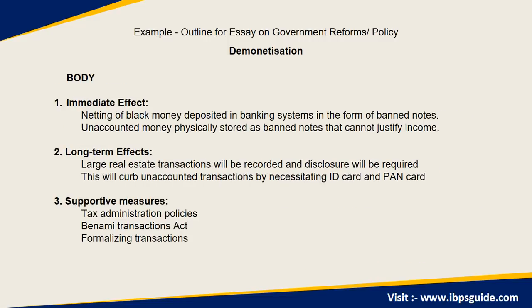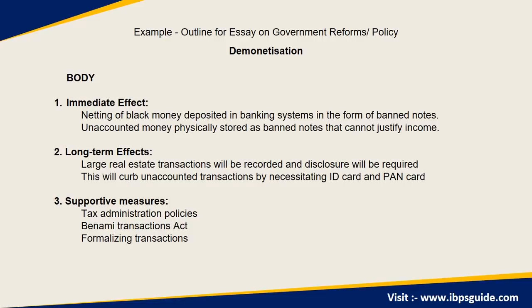Next comes the body of the essay. So we will be talking about the immediate effects, long-term effects, and the supportive measures. So under immediate effects, I'm talking about the netting of black money deposited in the banking systems, and I'm talking about unaccounted money that's physically hoarded, and those people cannot return the money and they cannot justify their income. So next paragraph is the long-term effects. I'm talking about real estate transactions which will be recorded and they will have to disclose their buying and selling of property. I'm also talking about curbing unaccounted transactions by necessitating ID card and PAN card.